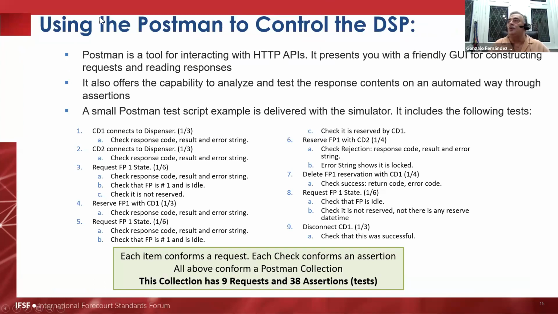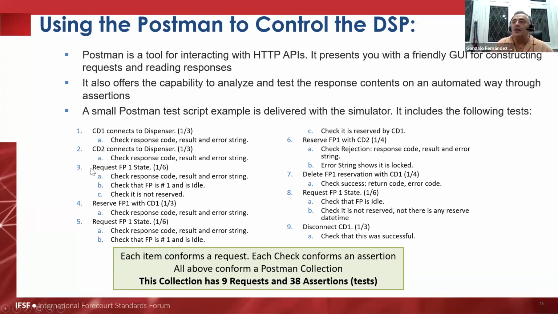Another way is using Postman to control the dispensers. Postman is a tool that allows you to run scripts and store scripts already configured, and you can automatically run a sequence of tests or run an individual test. In this case, with the dispenser, we will receive a very small set that will have 9 requests, and they are very basic. For example, simulating 2 controlling devices that are connecting.